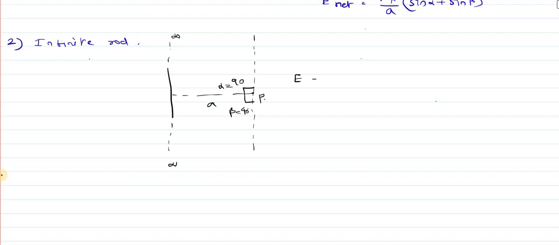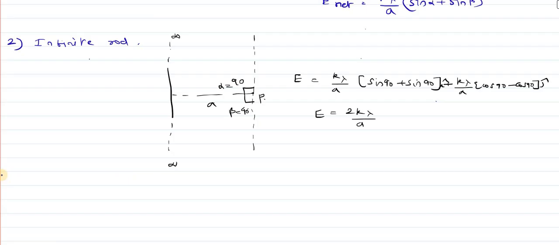So E will be equal to K lambda by A (sin 90 plus sin 90) i cap, plus K lambda by A (cos 90 minus cos 90) j cap. If you are not comfortable with the concept, directly go with the formula. So this is 2K lambda by A i cap, and cos 90 is 0, so there will not be any component along the y axis. Only the perpendicular component will be there. So 2 lambda by 4 pi epsilon naught A i cap, which is lambda by 2 pi epsilon naught A i cap. This is for the infinite rod.